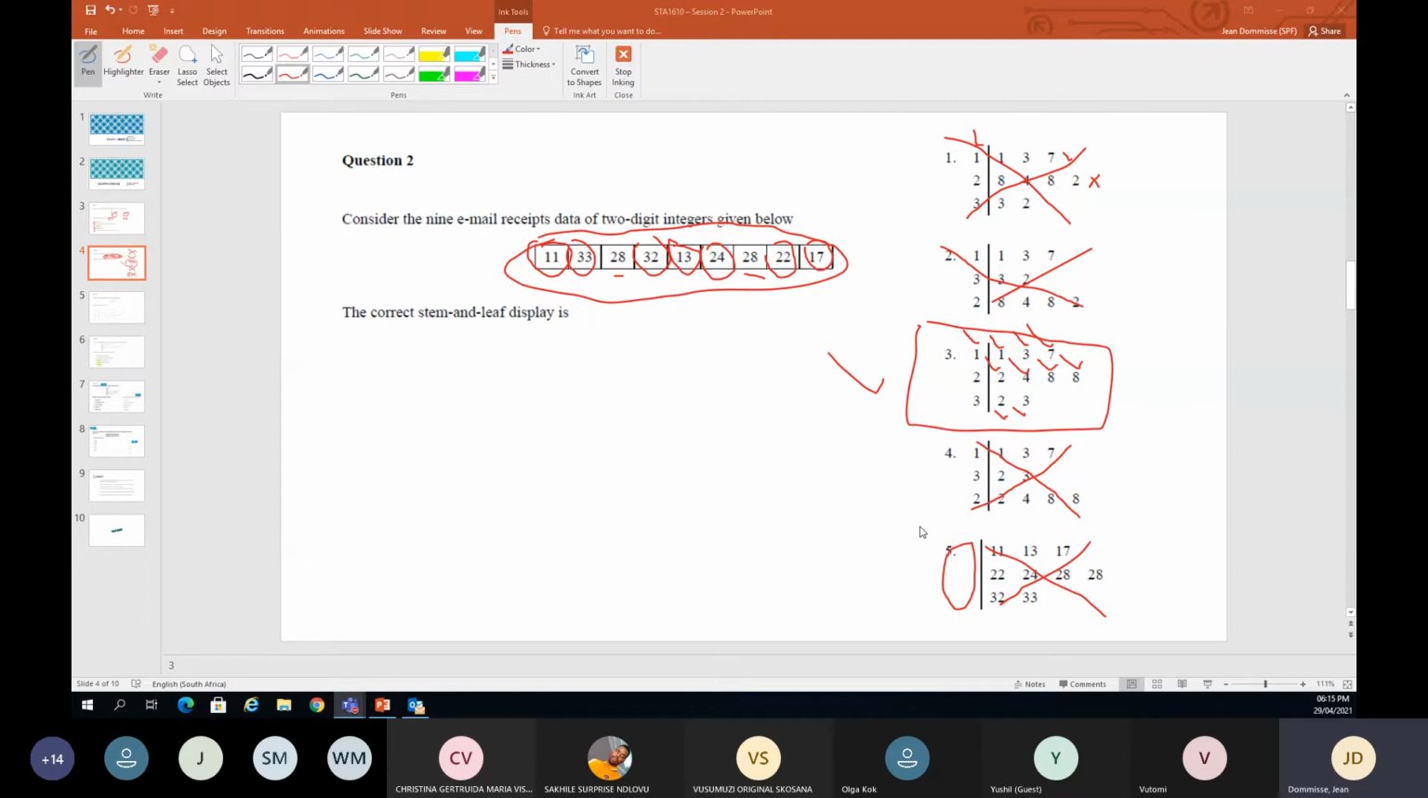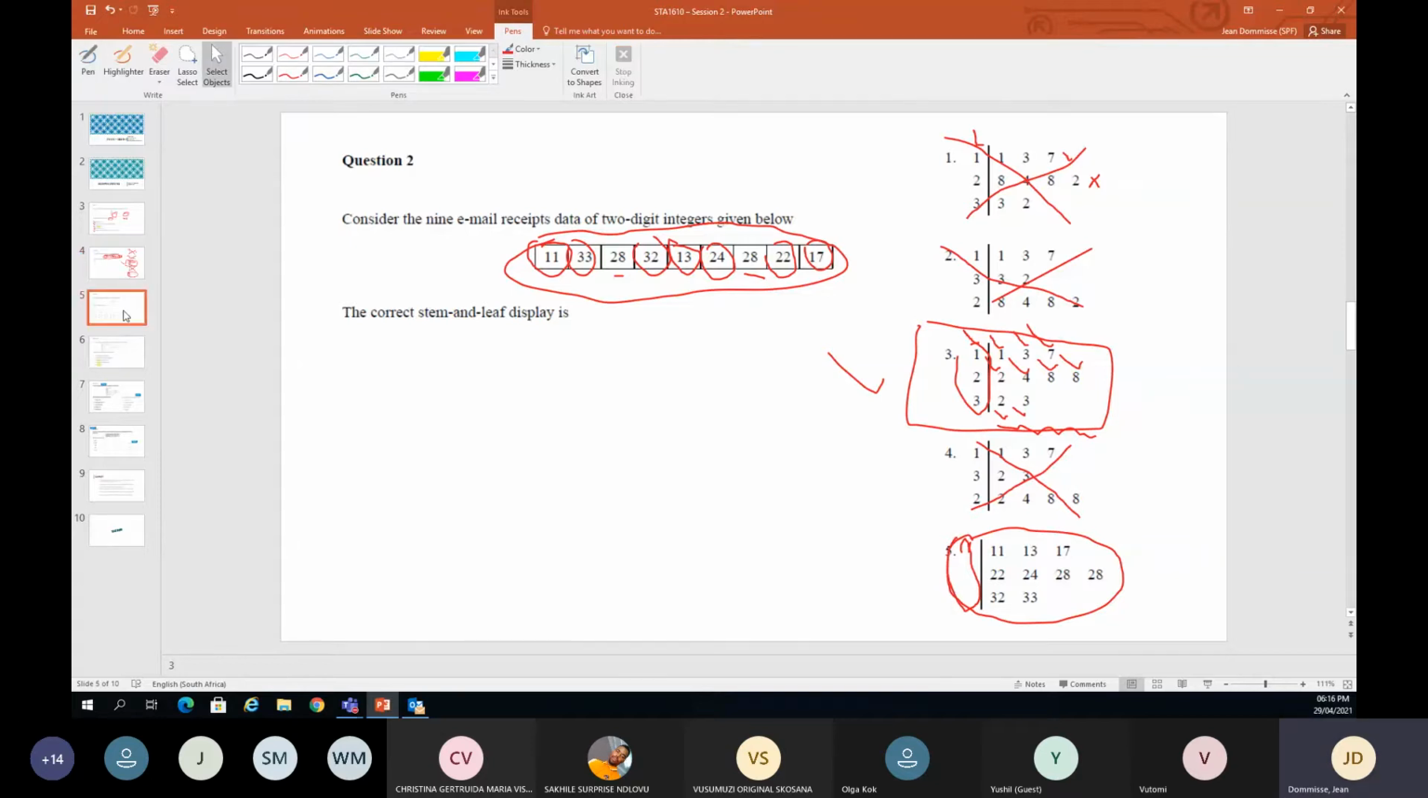Okay, happy with this one? It wasn't difficult, but it was trying to catch you out on certain things. If you look at option 5, it actually had the numbers from smallest to biggest, but it needed to have the 1, 2, 3, otherwise it had the right sequence of numbers. So just remember that when we're doing stem and leaf, there must be a stem, and then there must be a leaf component as well.